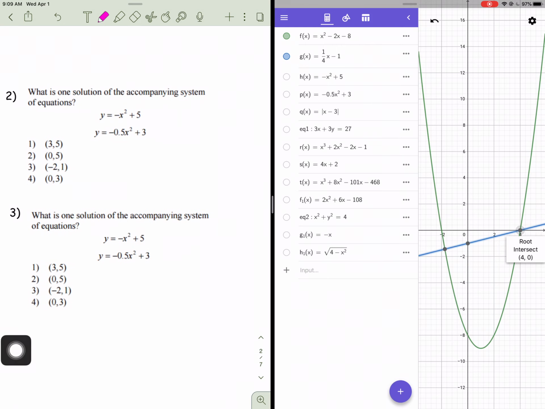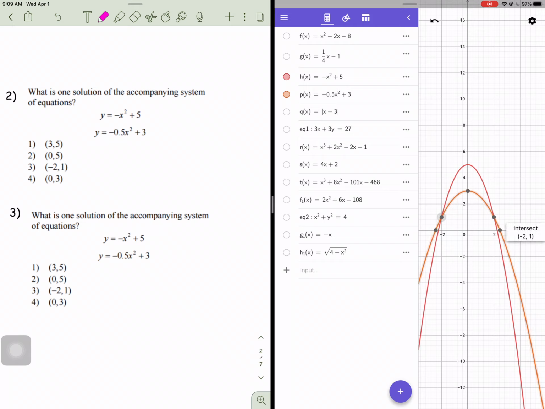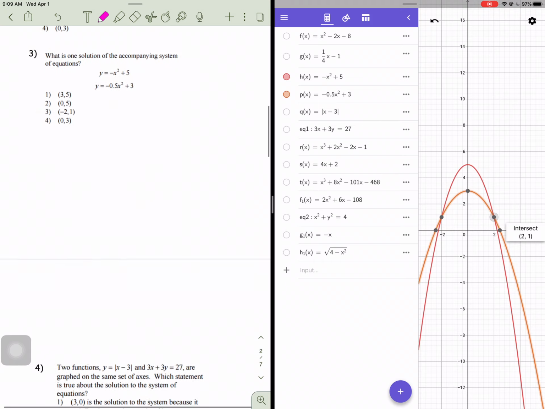What is one solution of the accompanying system of equations? So now we have negative x squared plus 5. It's a parabola facing down since it's a negative in front. And negative 0.5x squared plus 3 should look the same. So it says which of the following is a solution? You only got to find the one that works. So we get negative 2, 1 is one intersect, which is an answer. The other choice would have been 2, 1. So we get 3. Number 3 is the same problem.